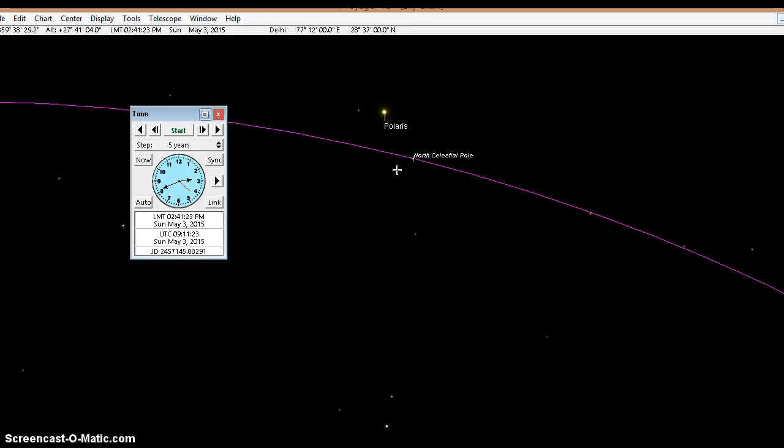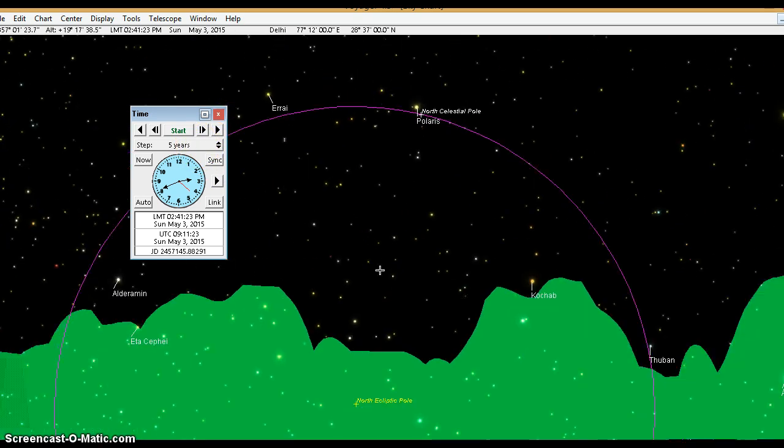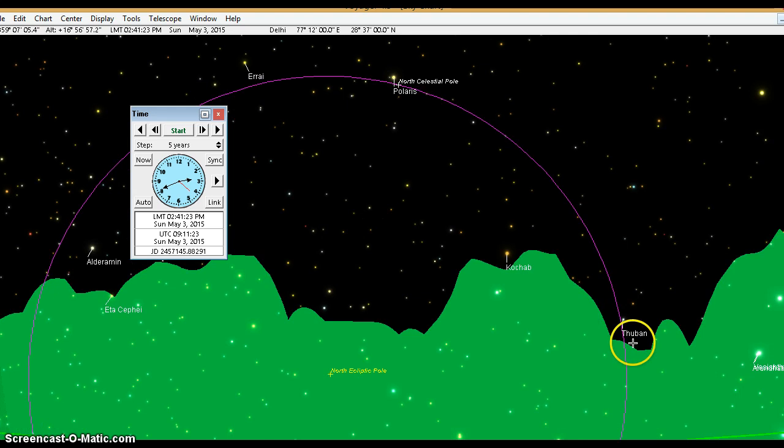However, due to the phenomenon of precession of equinoxes, the position or the point of North Celestial Pole does move in time. What we will do is go back in time until the point of North Celestial Pole reaches another star, this Thuban here, and it will give us an idea how long approximately it takes for the North Celestial Pole to move from one place to another.